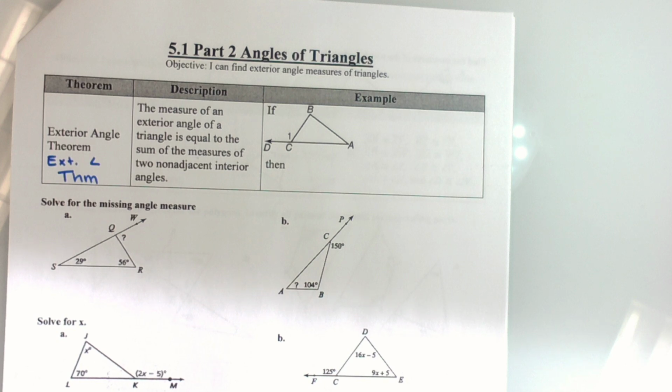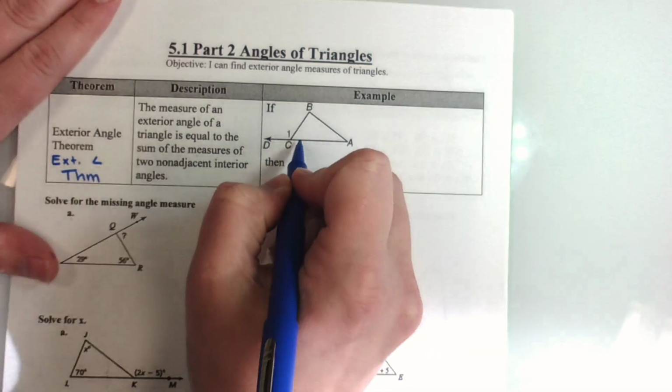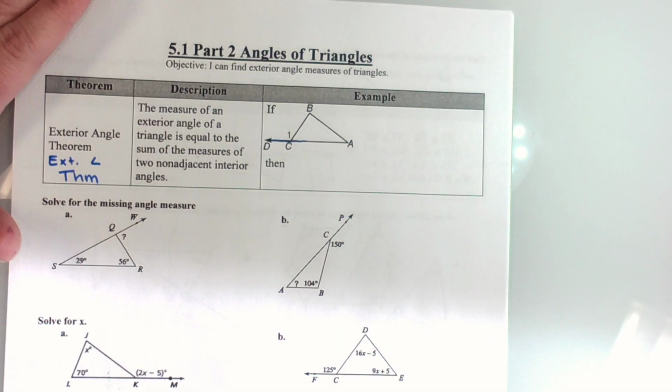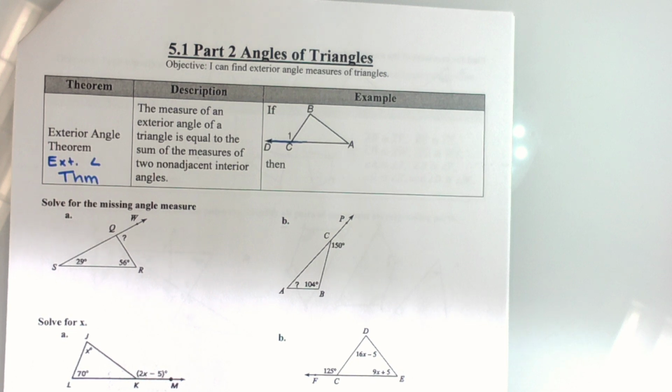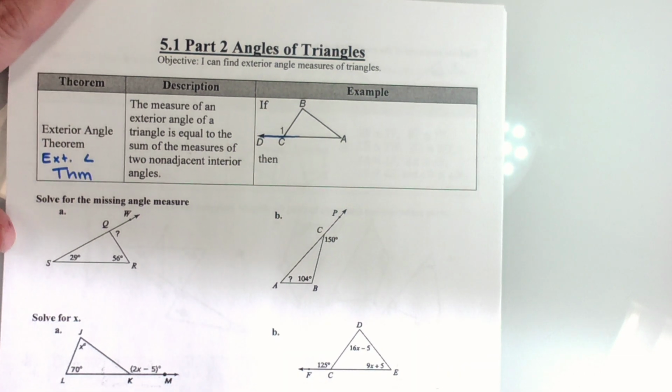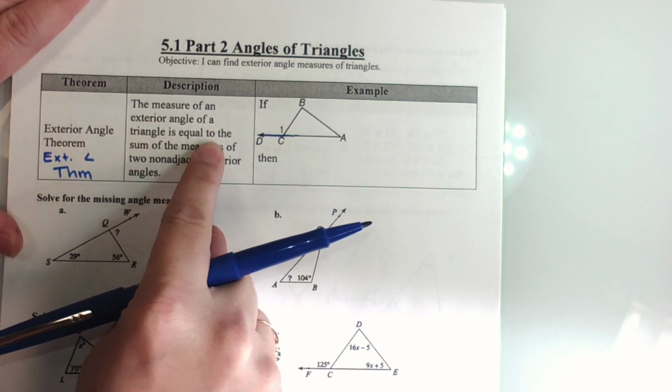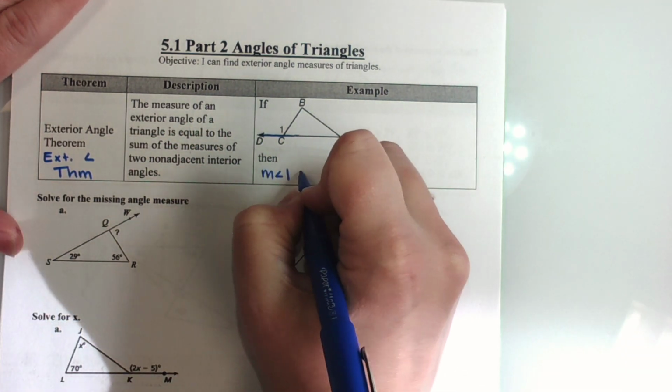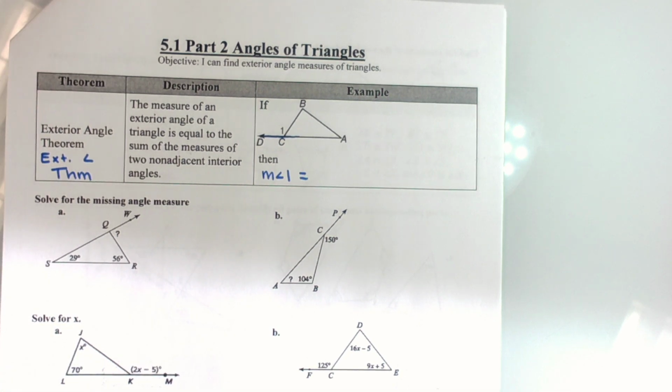Okay. So, key thing here, the measure of an exterior angle. An exterior angle is an angle that when you extend one side of the shape, here's my triangle, I extended the one side this way. That extension makes an angle with the other side of the triangle, and that is known as an exterior angle. So in this case, it's angle 1. The measure of the exterior angle of the triangle is equal to the sum. So measure angle 1 equals the sum.